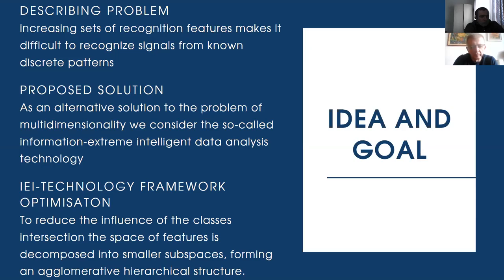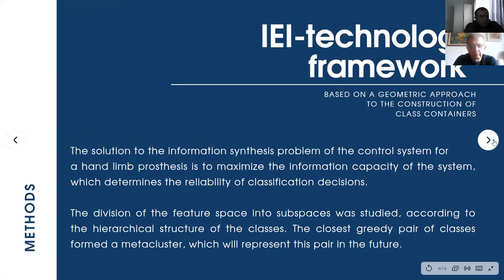In order to reduce the influence of class intersection in the recognition feature space, we propose the idea of clustering signals and decomposing the space of features into smaller subspaces, forming an agglomerative hierarchical structure. Within the information-extreme intelligent technology framework, the solution to the information synthesis problem of the control system for a hand limb prosthesis is to maximize the information capacity of the system, which determines the reliability of classification decisions. It's based on geometrical representation of data in multidimensional space and optimizing class parameters relative to their pairs in that space. Thus, an optimization of the machine learning algorithm is proposed by division of the feature spaces into subspaces.